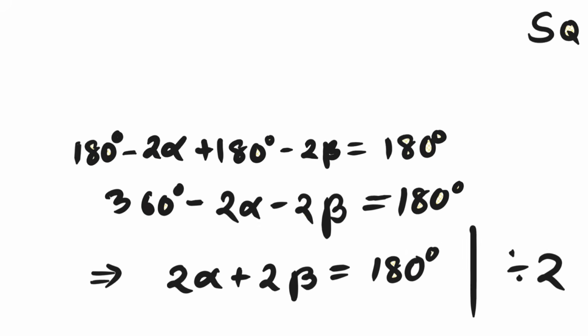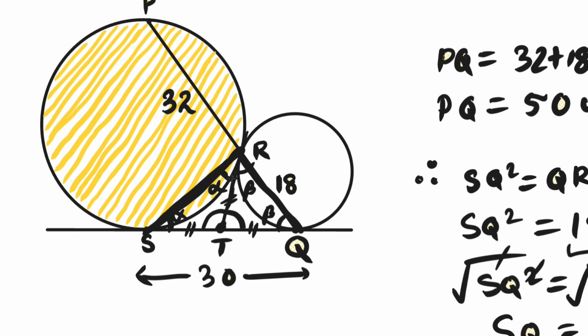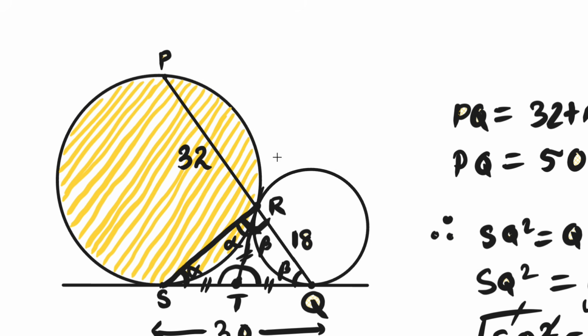But alpha plus beta is exactly the angle SRQ. Therefore, angle SRQ equals 90 degrees. Now look back at the original straight line, P, R, Q. P, R, and Q are collinear, which means RP and RQ point in opposite directions. So, angle PRS and angle SRQ form a straight angle. Since angle SRQ is 90 degrees, angle PRS must also be 90 degrees. In other words, we have proved that angle PRS equals 90 degrees.